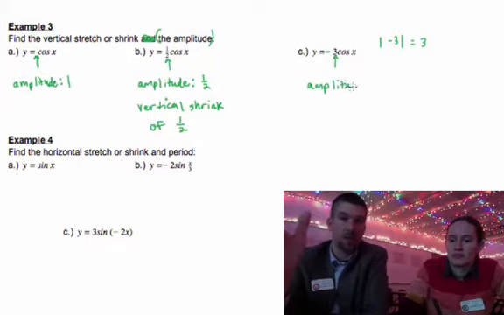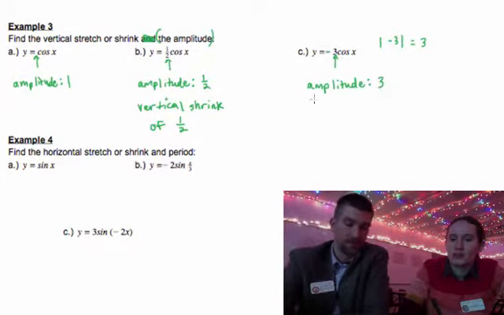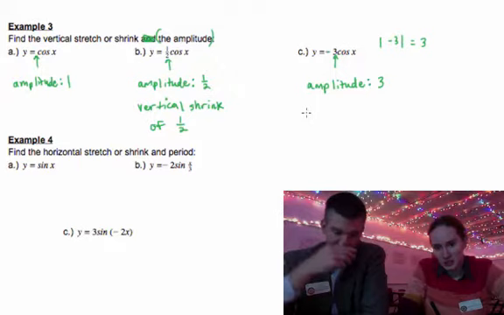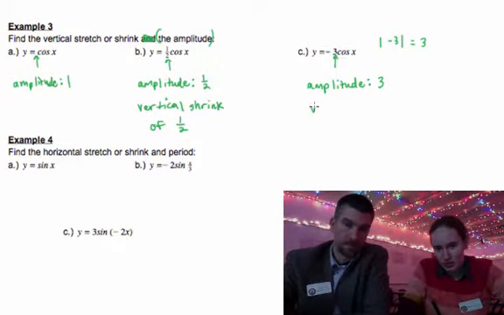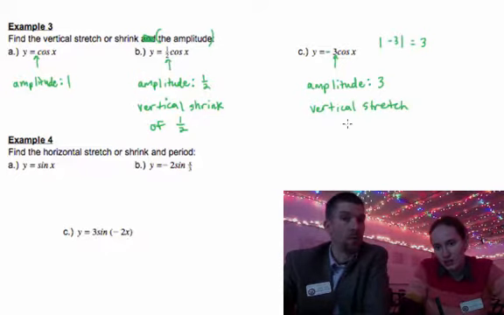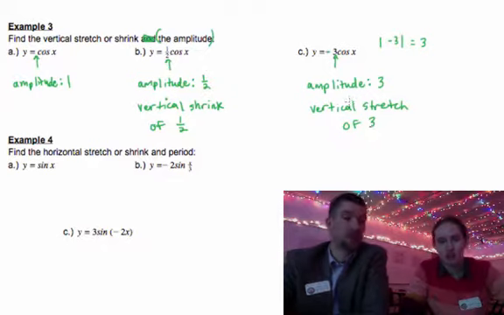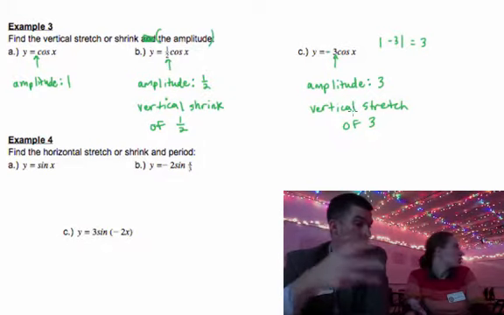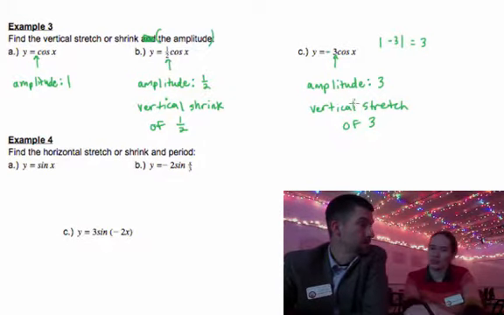This is an instance where amplitude is always positive, because it goes up and down 3. We're talking about a distance here. How high does it go? How low does it go? The amplitude is 3. So a vertical stretch of 3. Now, the negative in front means it reflects over the x-axis. It reflects over the x-axis.